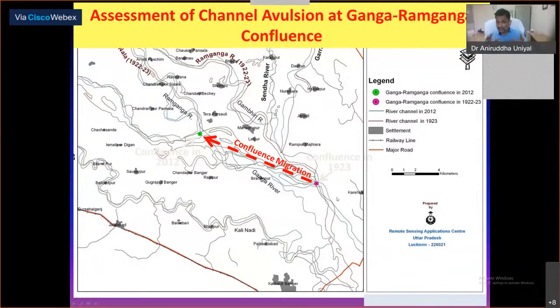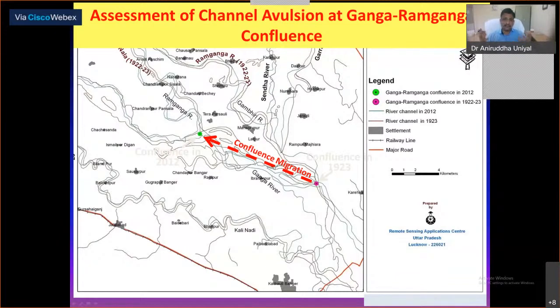And you see, the channel evolution has been taking place every year during the rainy season, particularly during high floods. And it is astonishing to witness that during a period of some 90 years or 9 decades, between 1923 and 2012, this evolution has been of the order of around 13 kilometers upstream. And the result has been that a number of ledges have been wiped out, they are no more on the map.